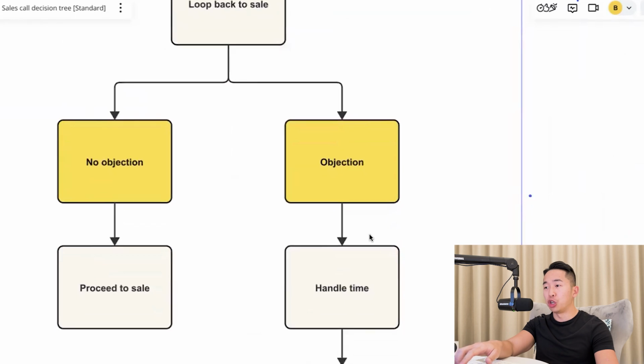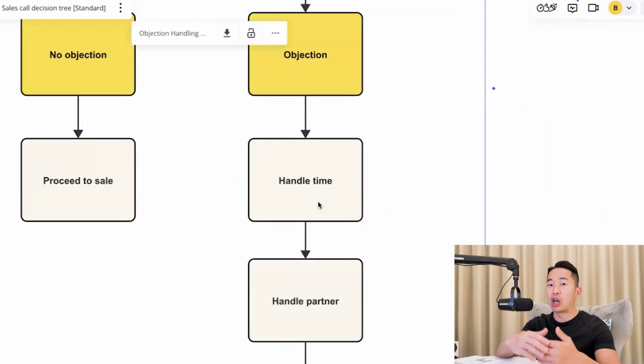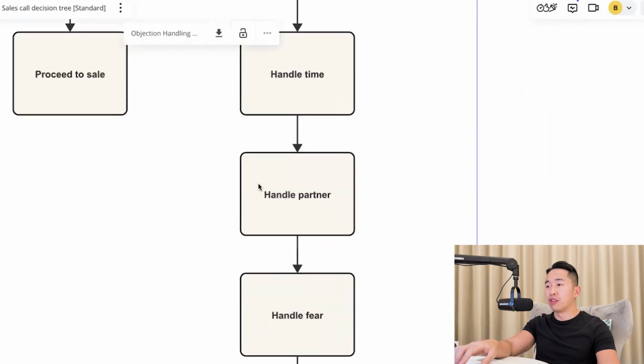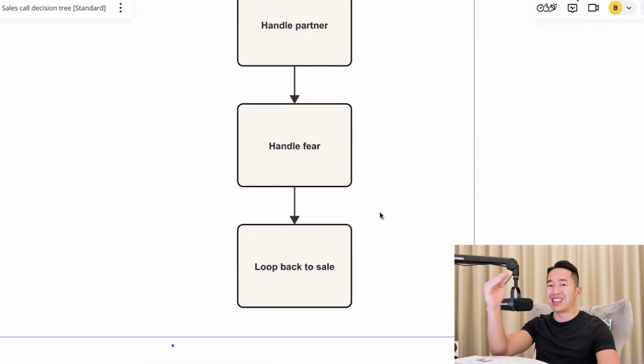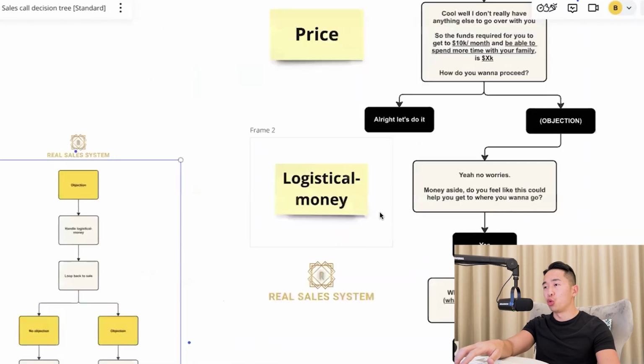If they give us another objection, if they give us a time objection, like, hey, I don't have the time or the timing's not right, we handle that. Or if they give a partner objection, we handle the partner. And then after that, we go into the fear in that particular order. And we're going to explain why in just a moment here. But let's go through it bit by bit.